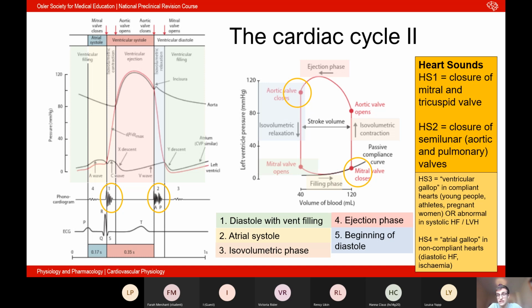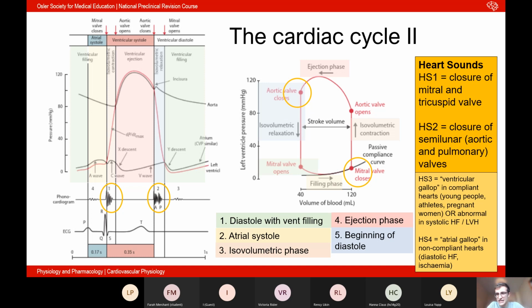With the ejection phase of ventricular systole, we have opening of the semilunar valves, that's the aortic and the pulmonary valves, and we have blood flow out of the ventricles and into the arteries. And this is, you see here with that increase in aortic pressure as blood leaves the heart.